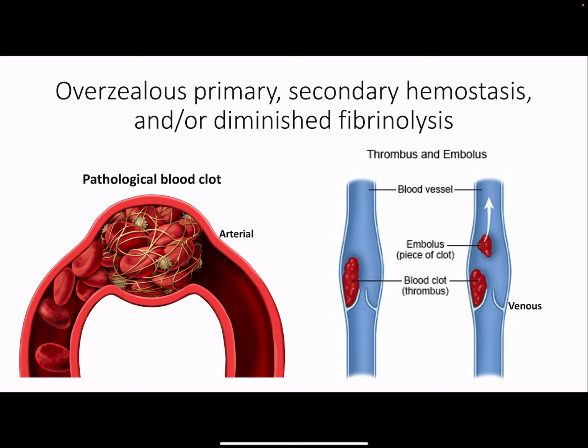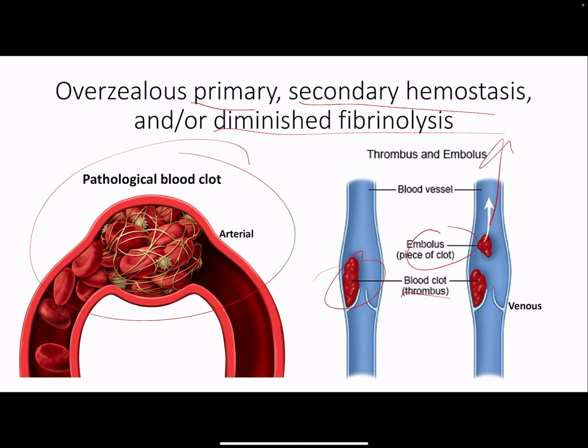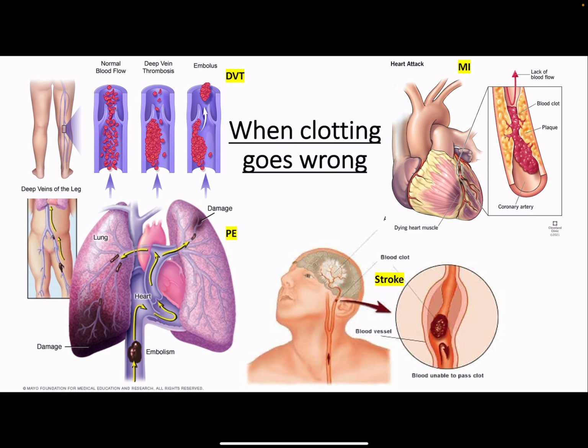So you can develop clots if you have overzealous primary or secondary hemostasis or diminished fibrinolysis. These clots can be arterial. They can also be in the venous system. So the actual clot itself is called a thrombus, but if some of that breaks off and then travels through your circulatory system, that is now an embolus. Common ways that you might see this is a deep vein thrombosis, so in the deep veins in your legs. Often these will break off and then move to your lungs where they can get trapped, and this would be a pulmonary embolism. If they go to the brain, this is a stroke, and if they go to the coronary vessels, this is a myocardial infarction.